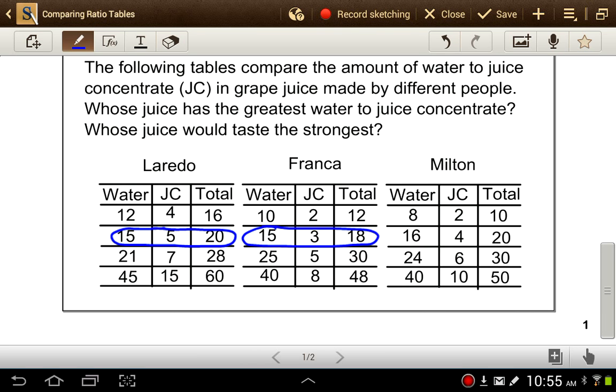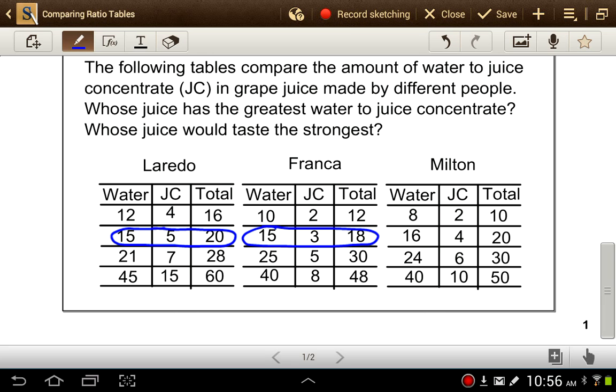Alright, so what I have here is they both have the same amount of water. They both have 15 water. So however much water they're putting in is 15. But I can see that Laredo puts in more juice concentrate. Franca puts in less. Laredo put in 5, Franca put in 3. Which means that Franca has more water to juice concentrate. She has more water in her juice than Laredo does, because he's putting more juice concentrate in there. So she has a stronger water taste. Now, I know that Franca has more water to juice concentrate than Laredo does.